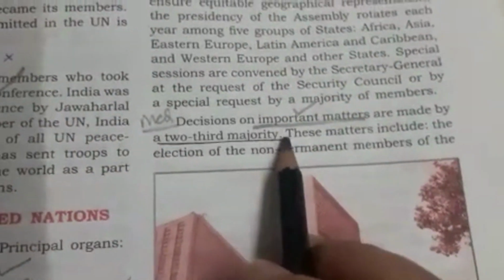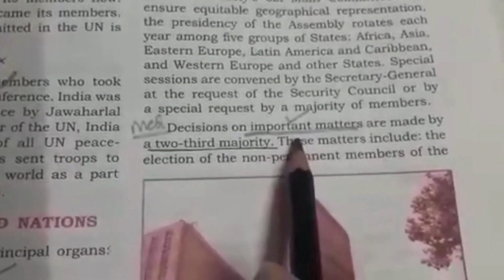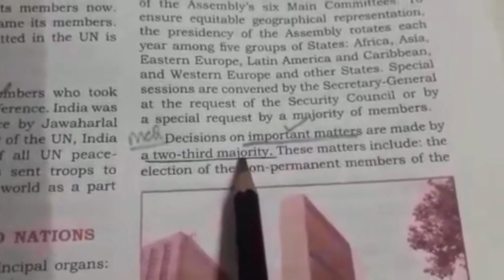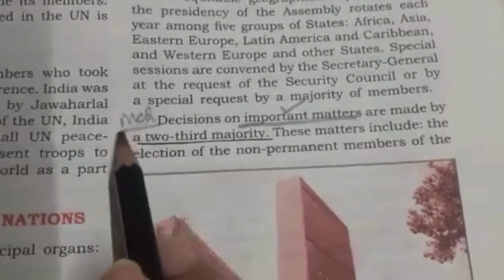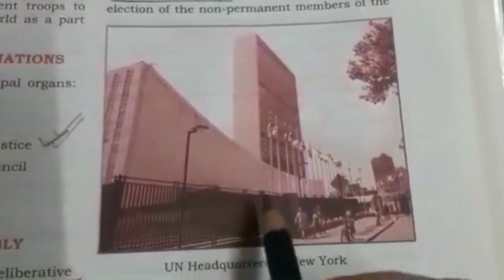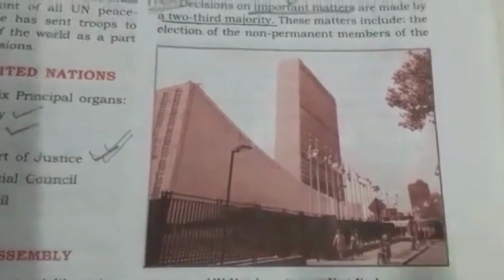Then you have to understand that in the General Assembly, for important matters which are discussed, a 2/3 majority is required for a resolution to pass. So this could be your MCQ. How much majority is required? It is a 2/3 majority. Then look at the picture. You should be able to recognize that this is the UN headquarters in New York City.